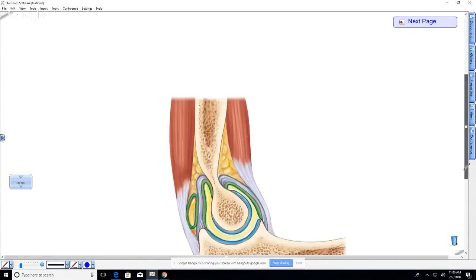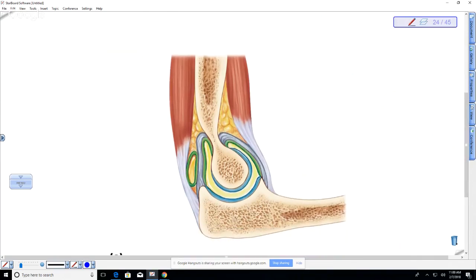The next joint is the elbow joint. What bone do you think this bone is? It has a U-shaped structure. It is the ulna. What is this notch called? Does anybody remember? This is called the trochlear notch. So the trochlear notch is on the ulna.